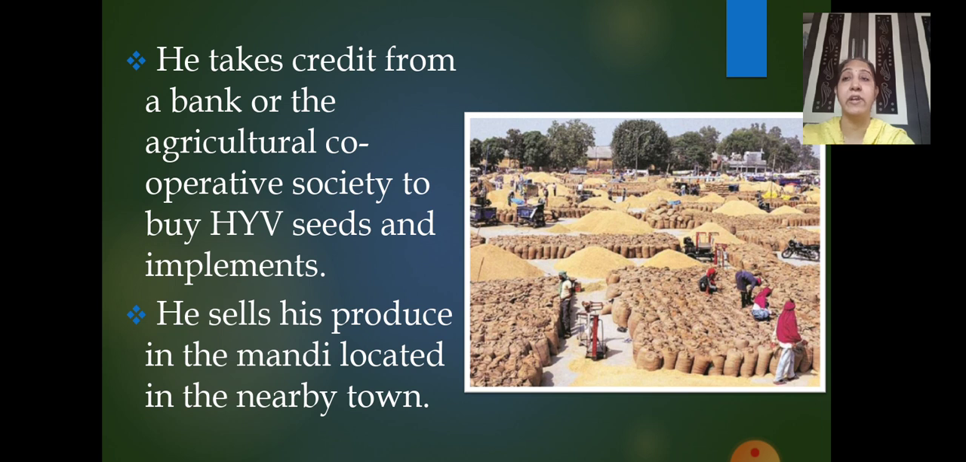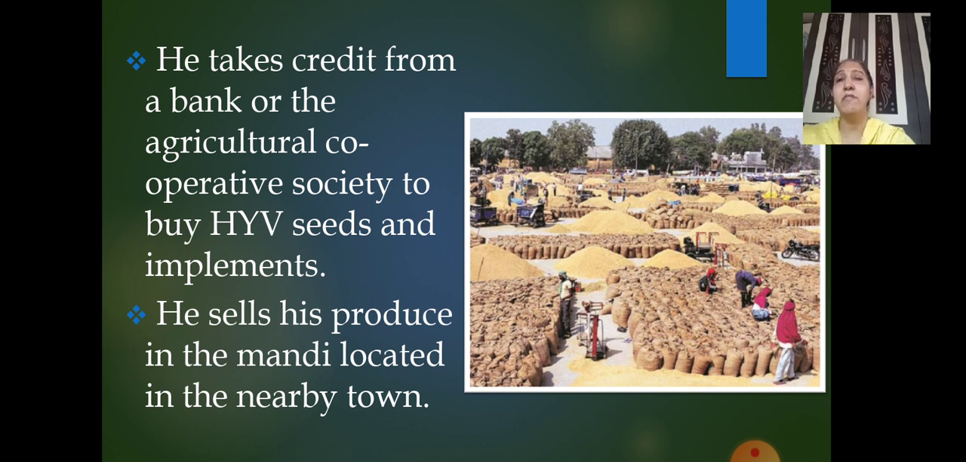Sometimes he takes credit from a bank or the agricultural cooperative society. Why does he take the credit? To buy HYV seeds. In the previous slide I explained to you about the HYV seeds, that is, high yielding variety of seeds, and the implements. So he takes the credit also for purchasing all these things. But he sells his produce in the mandi that is located in the nearby town.